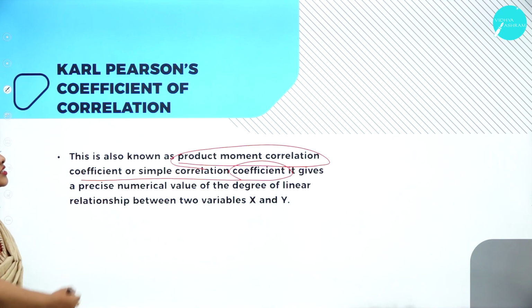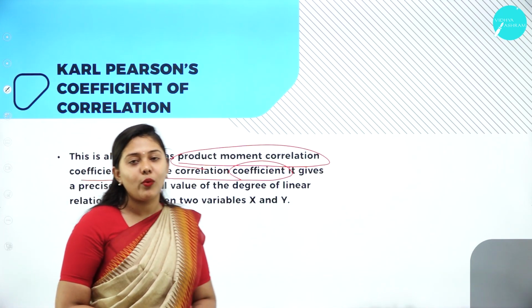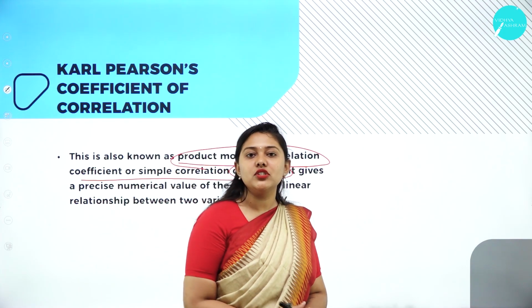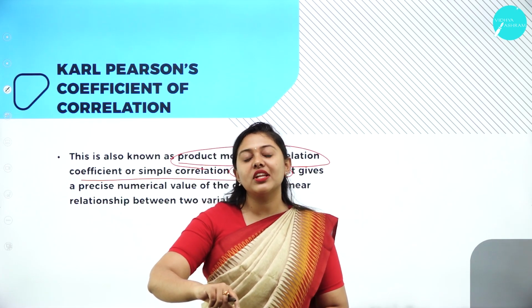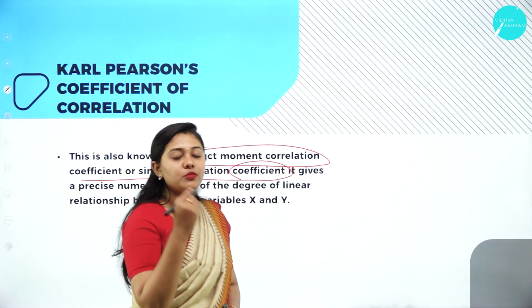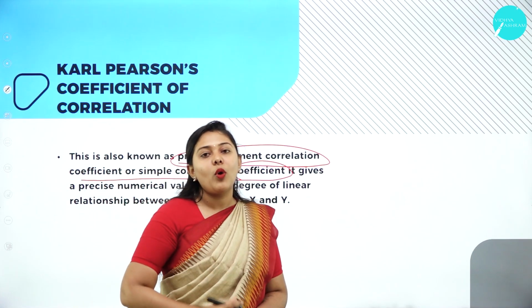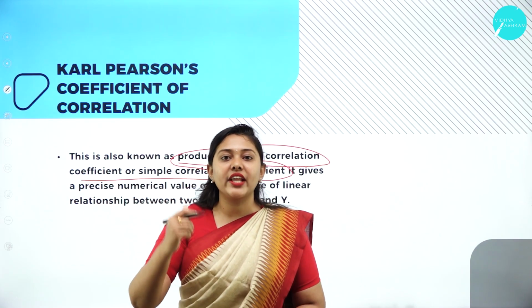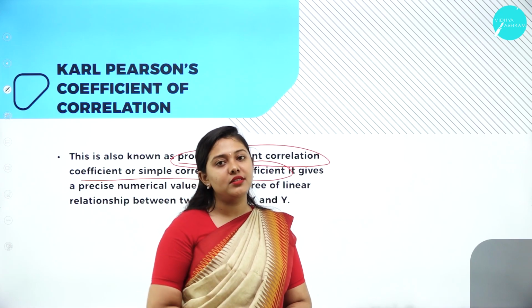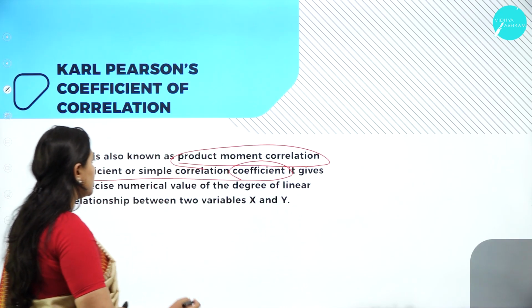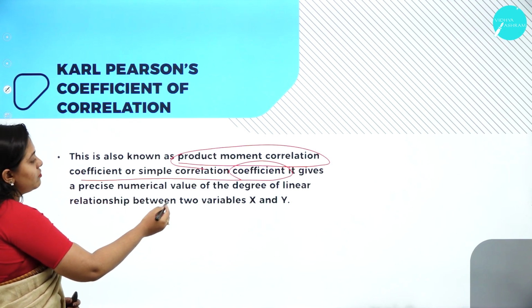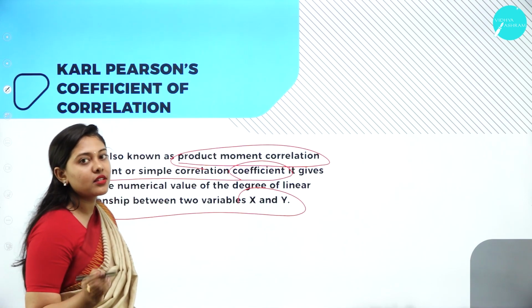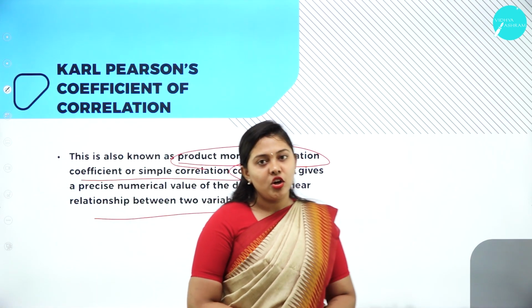It gives a precise numerical value based on just a single value. From the number, the decimal, you will be able to understand what kind of relationship exists, whether it is a positive relationship or a negative relationship. With a single value, you can understand the relationship. That kind of measuring technique of correlation is called Karl Pearson's coefficient of correlation. It gives a precise numerical value of the degree of linear relationship between the variables, that is your x and y variables. So it explains the relationship.